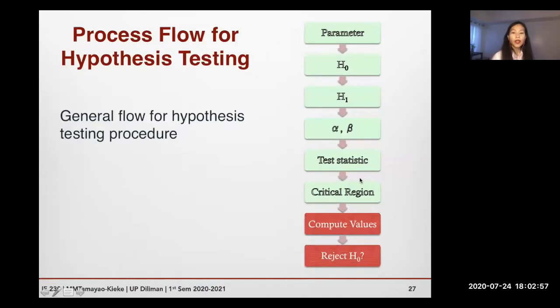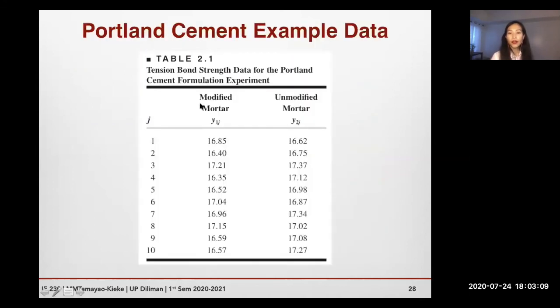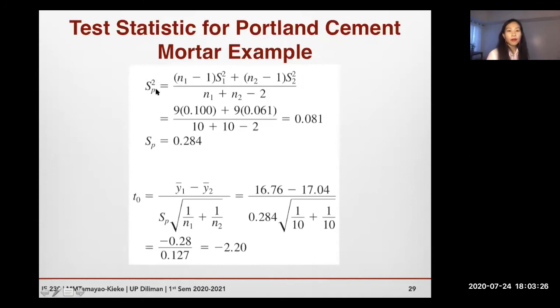Okay. Now we know the formula that we want to use for determining the test statistic as well as the critical region. Now let's compute the values for the sample that we have. So let's say that for the Portland cement example, this is our data. So we have 10 observations each for modified mortar and unmodified mortar. Okay, so we just employ the formula for the corresponding test statistic. And this here is actually the pooled standard deviation. You can also find the formula in Montgomery.